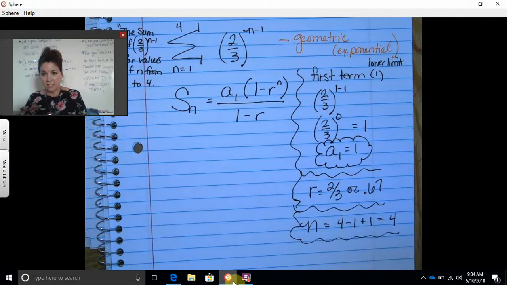Y'all want to try to leave this as a fraction? I mean, we have a calculator. Sure. Okay, we'll just use a calculator and see what we get.